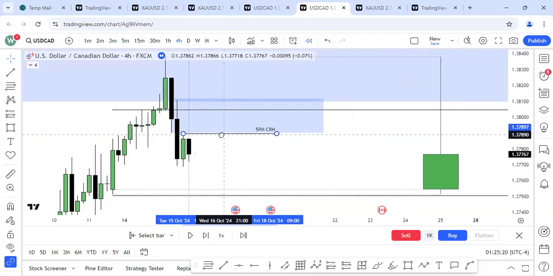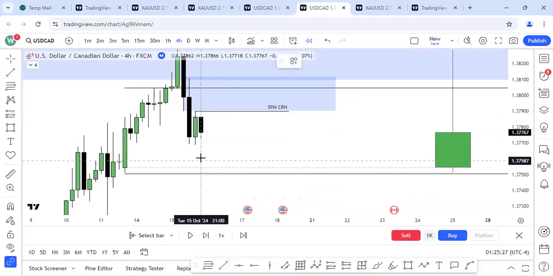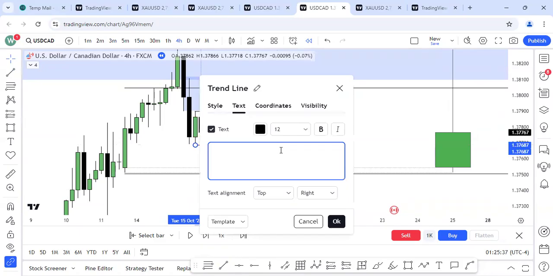So let's put it. Okay, nice, correct. Then I mark it, the 5 p.m. candle range low, the bottom.